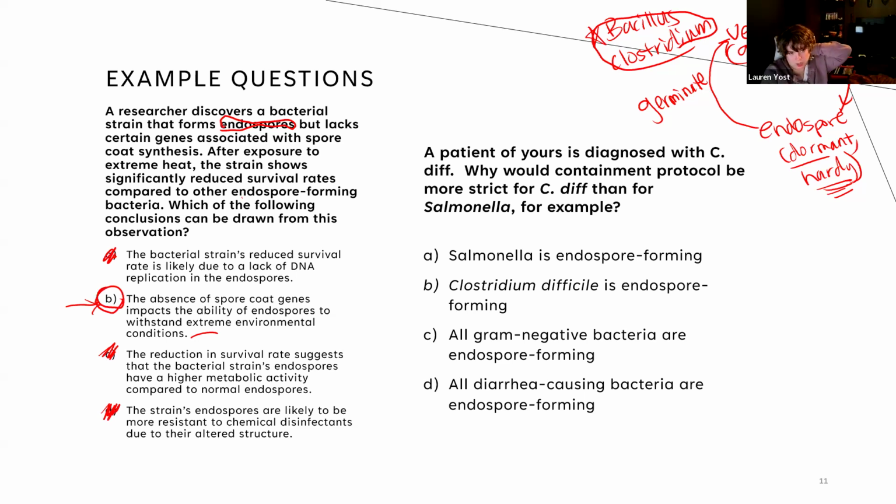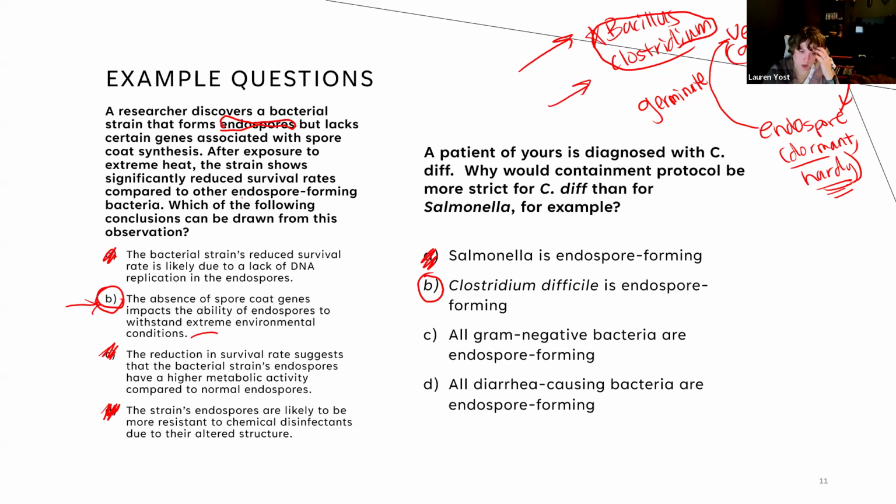All right. Next question. Patient of yours is diagnosed with C. diff, Clostridium difficile. Why would containment protocol be more strict for C. diff than for Salmonella? Well, first things first, is Salmonella called Bacillus or Clostridium? No. So does Salmonella make endospores? No. Salmonella doesn't make endospores. Well, A is out. Clostridium makes endospores. Clostridium difficile is endospore forming, which enables it to be more resistant to cleaning and cleaning agents and stuff like that. So we're going to have a more strict protocol in place to control the spread of those endospores.